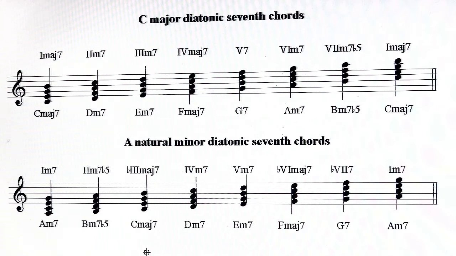Okay, so as we can see, we've got exactly the same set of chords. The only difference is that they're on different degrees. Whereas we've got major on the 1st degree, it's now flat 3 here. D minor 7th, D minor 7th, E minor 7th, E minor 7th, F major 7th, F major 7th, G7th, G7th, A minor 7th, A minor 7th, B minor 7 flat 5, B minor 7 flat 5, and C major 7th here. Okay, so same chords, just on different degrees of the scale.